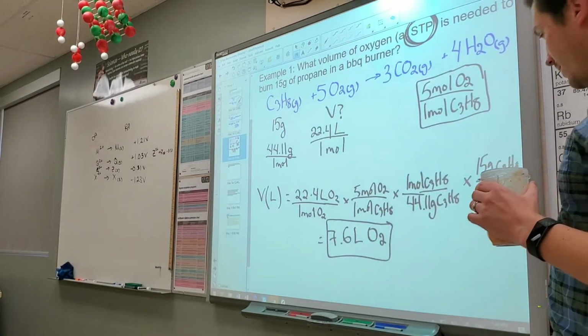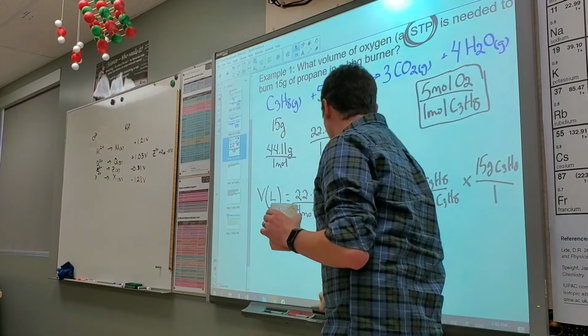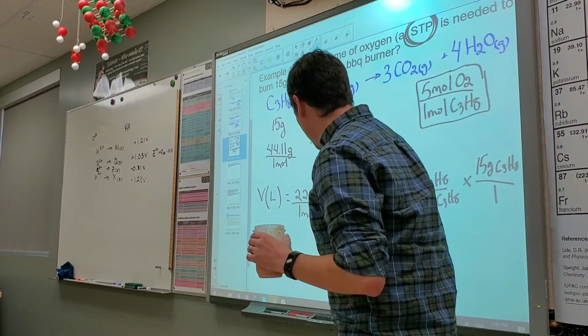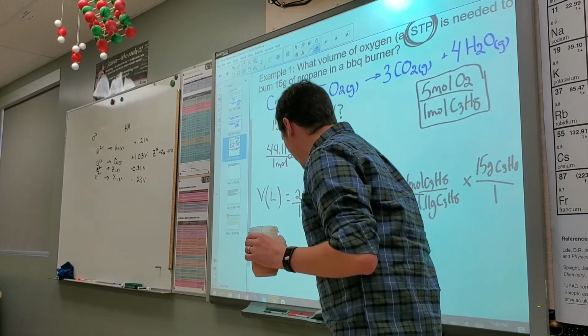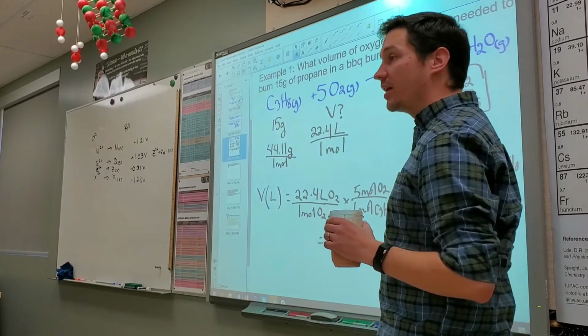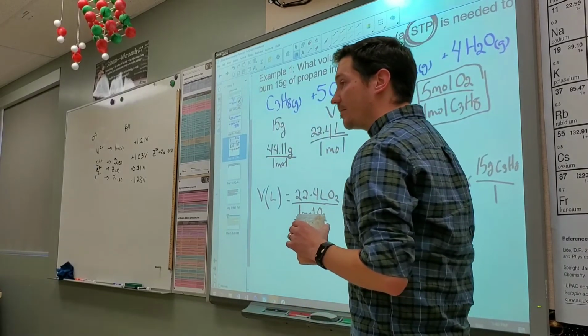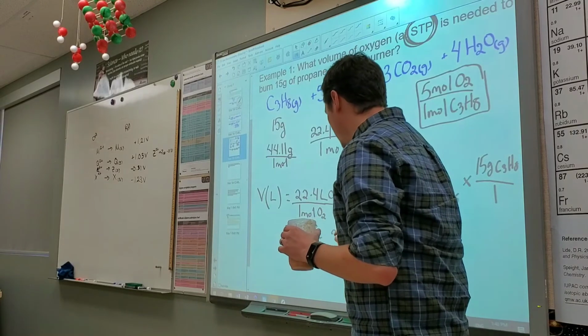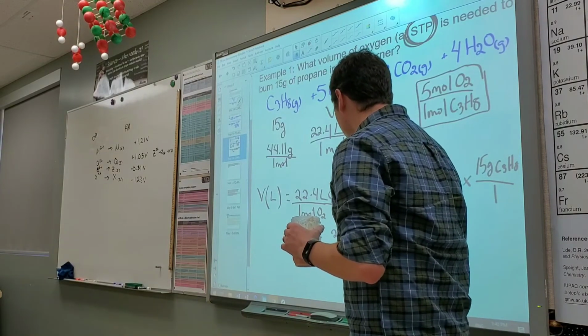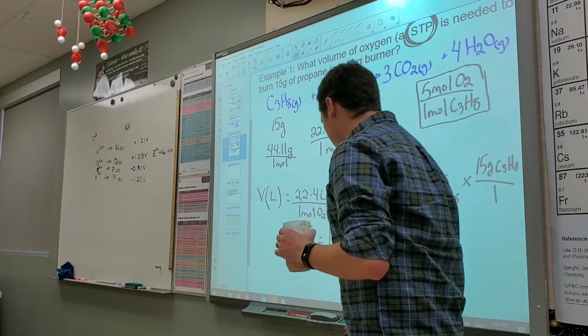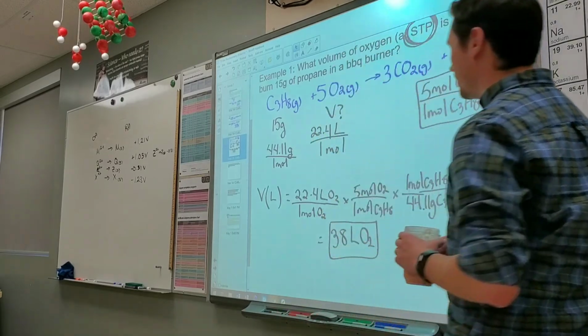I got 38. Ooh, good. That's okay. But this is why we want everybody to do it all together, right? Wait. What did you get? 38? 38.08. So 38 liters of oxygen. That's okay.